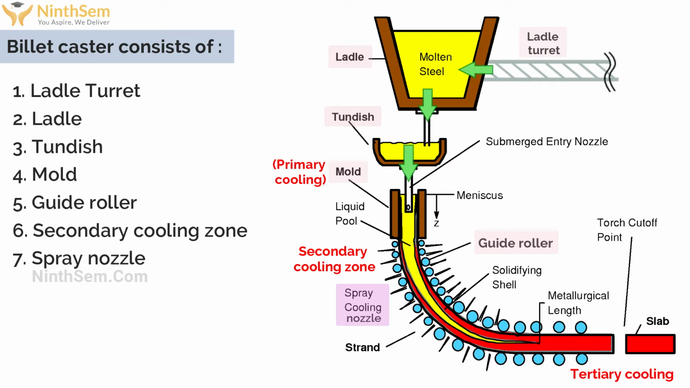When the operator starts the casting process, it will pull the semi-solidified liquid steel from the mold through the guide roller, as you can see in the figure.